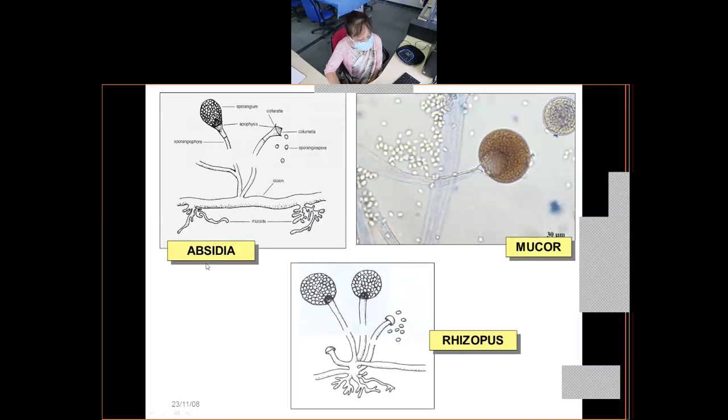This is Absidia. Here you can see, in the case of Absidia, you can also have rhizoids, but the rhizoids do not directly arise from the sporangiophore. You can see they have internodal rhizoids. So this is how you differentiate between Absidia and Rhizopus. This is Rhizopus: you can see the rhizoids arising directly just below the sporangium. But in the case of Absidia, the rhizoids are internodal. And this is Mucor.